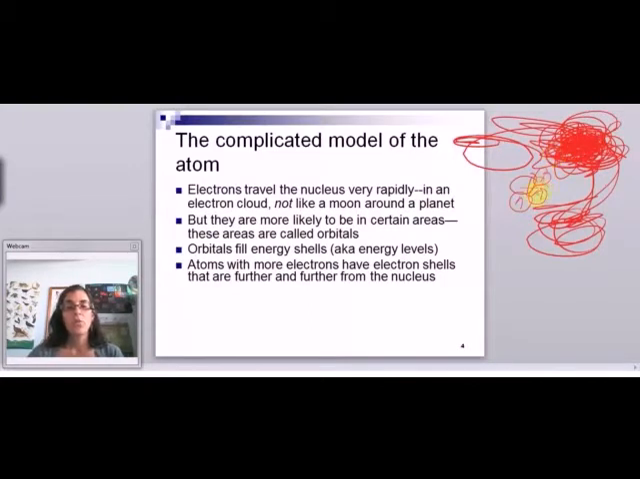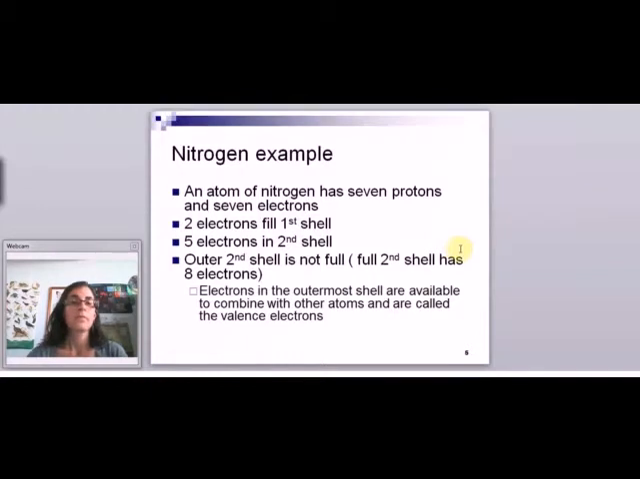We're going to focus more on energy shells. Orbitals will fill energy shells, so there are multiple orbitals in an energy shell. We're going to focus on these energy levels or energy shells because that's going to tell us a little bit about bonding, and we'll talk about that a little bit later. So we're going to stick to these energy shells and this simplified model of the atom. If we look at an example, an atom of nitrogen has 7 protons. That must be balanced by 7 electrons to get a neutral charge.